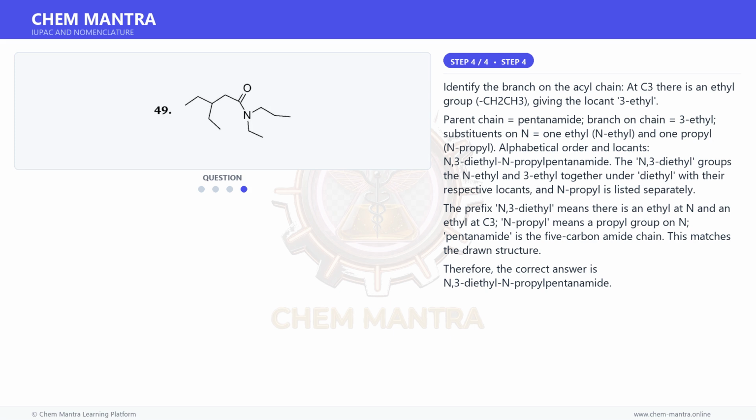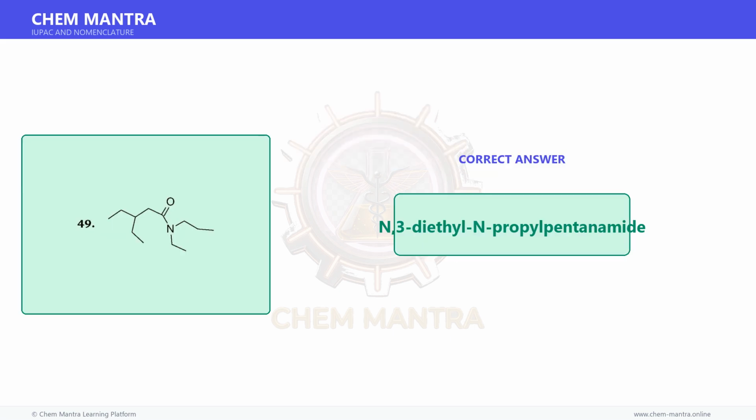The prefix N,3-diethyl means there is an ethyl at N and an ethyl at C3. N-propyl means a propyl group on N. Pentanamide is the 5-carbon amide chain. This matches the drawn structure. Therefore, the correct answer is N,3-diethyl N-propyl pentanamide. The correct answer is shown on screen.